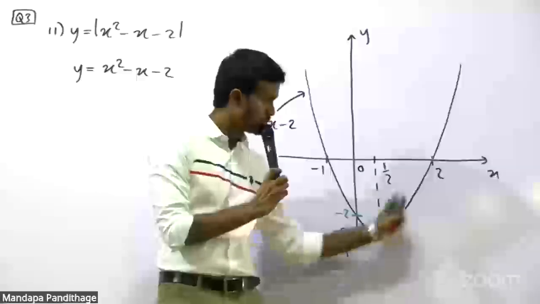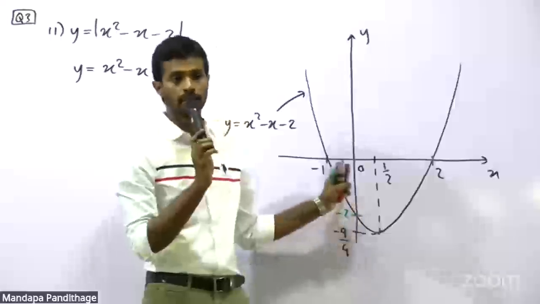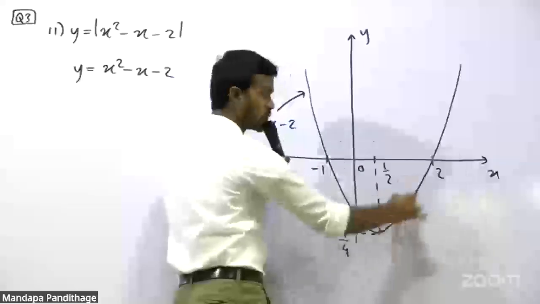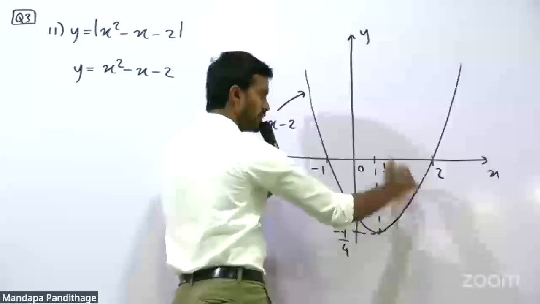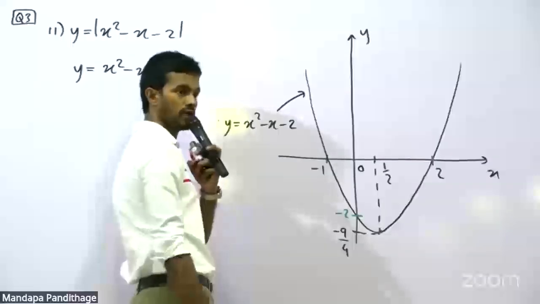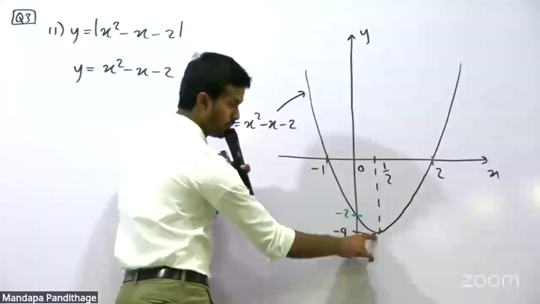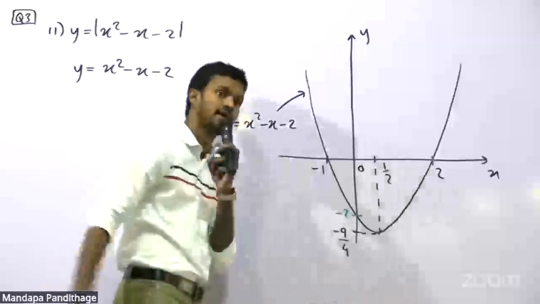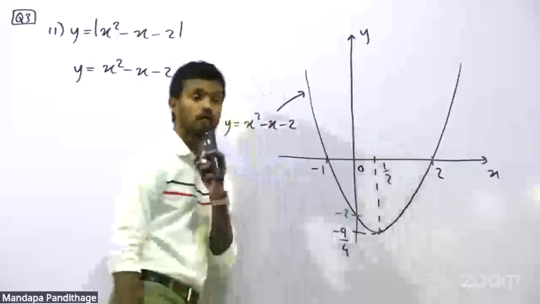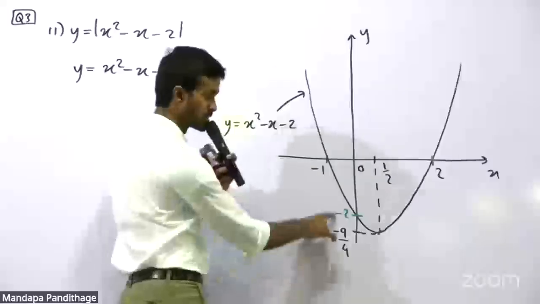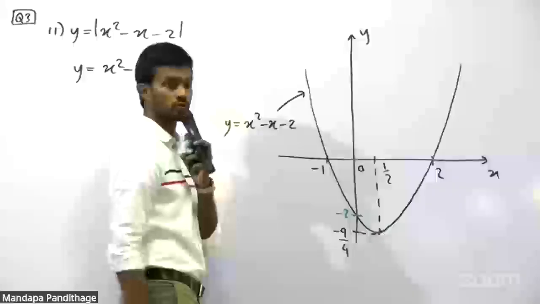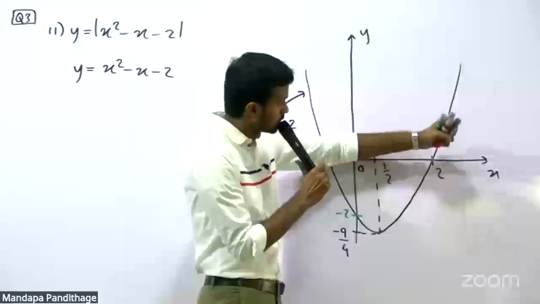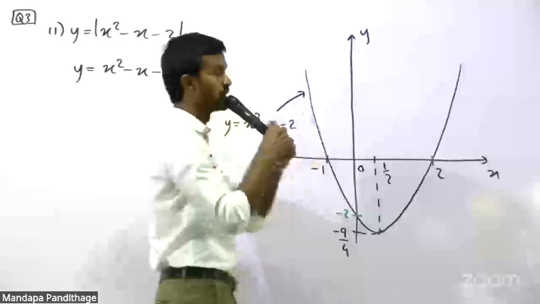When you consider the modulus of this negative part, it should be converted to the positive side. When you go through a modulus, this negative should be converted into a positive one. What is the modulus of minus 9 over 4? Plus 9 over 4. What is the modulus of minus 2? Plus 2. So the negative side of this graph will be reflected, mirrored to the positive side.